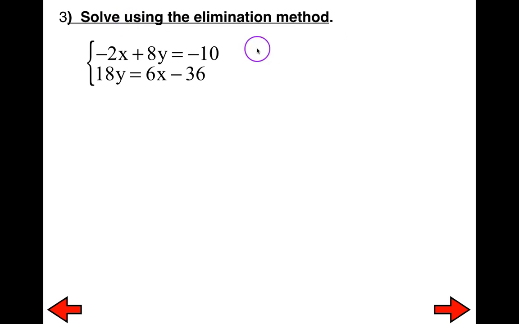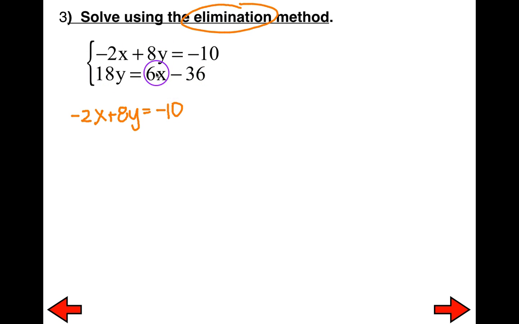For this problem here, since we are using the elimination method, we need to make sure that both equations are in standard form. The first one's ready to go because x and y are on the same side and the constant is on the opposite side. However, the second equation is not. So since the first one's ready to go, I'm going to go ahead and write it down. Negative 2x plus 8y equals negative 10.